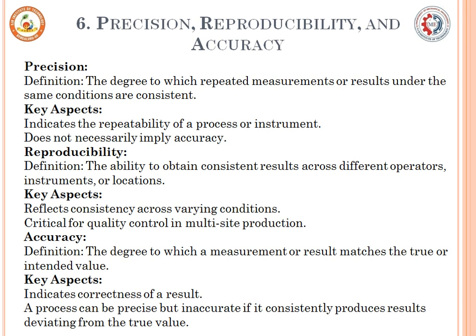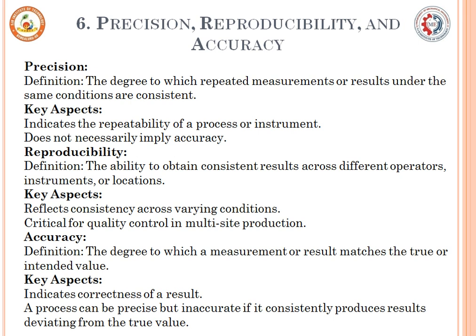Precision, reproducibility and accuracy are the three parts. What are precision, reproducibility and accuracy? We'll see. In precision, it is how many repetitions you are going to get for the process carried out for different components, or we can expect consistency to be present in all the components when we produce. Here what we expect is repeatability of the process or instrument. It does not necessarily imply accuracy. We don't want accuracy, but we need precision here. So whatever components we want to produce will be produced again and again.